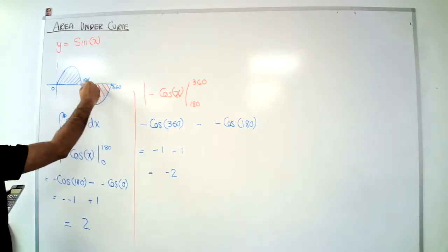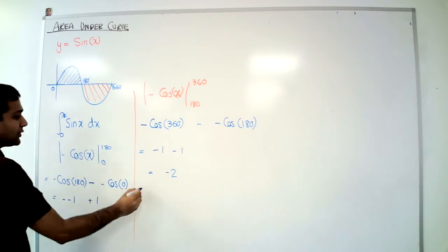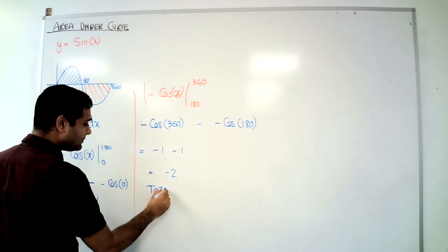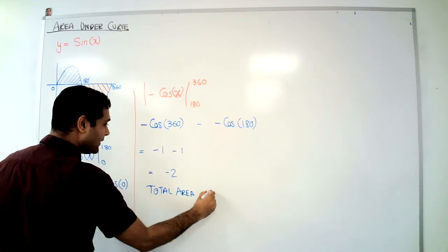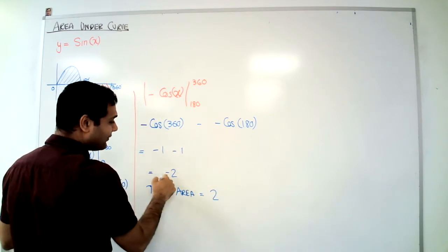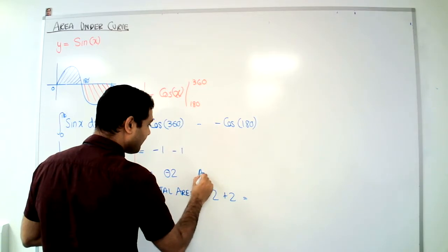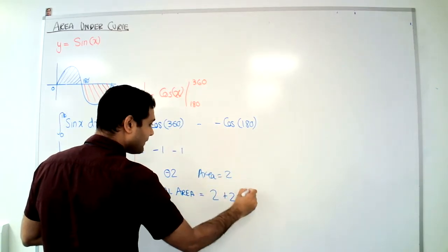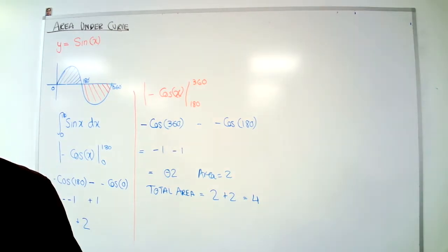-2 means the area is under the curve. +2 means the area is on top of the curve. So the total area is 2. We need to get rid of this minus, so +2. So the total area under the curve is 4.